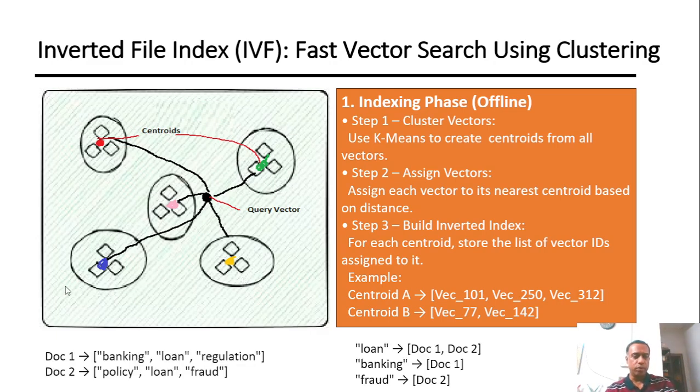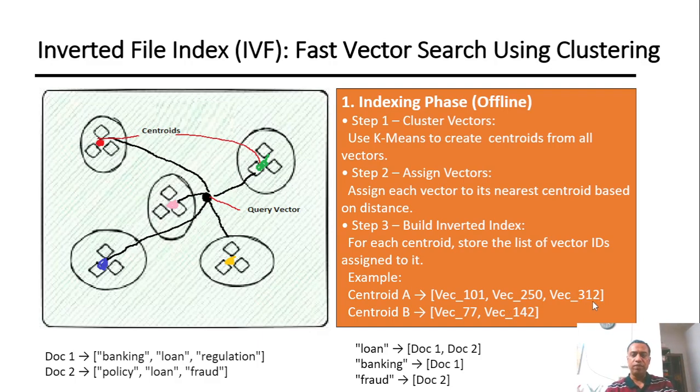Now look at this example below. Say, for instance, you have doc 1, which holds this list: banking, loan, regulation, and doc 2 holds a list: policy, loan, and fraud. Look at this, it gets inverted over here and we are saying loan. So the actual information is over here. Now let's look at how that corresponds with us. The actual information is in the vector. The vector space holds the information, but we are mapping that to the centroid. So we're saying that is an inverted index.